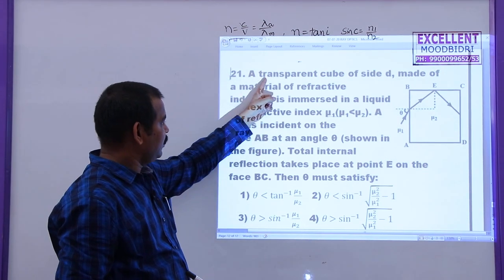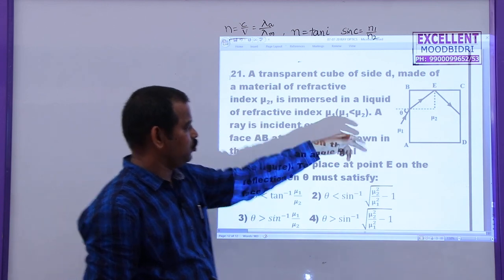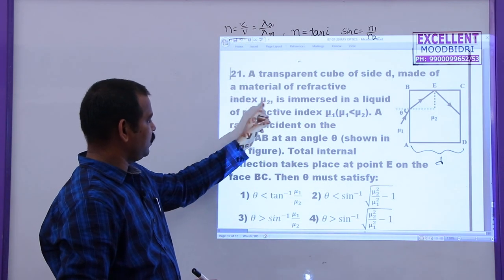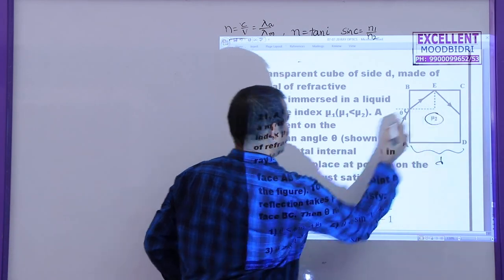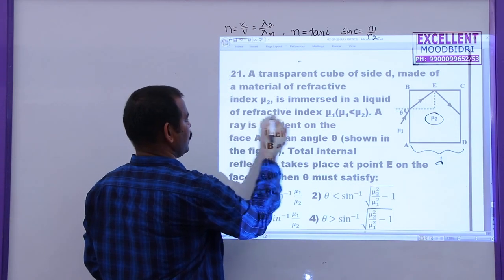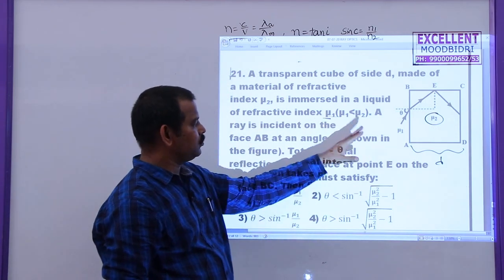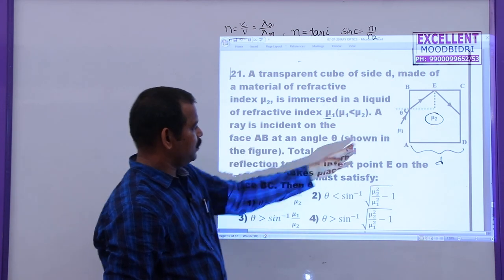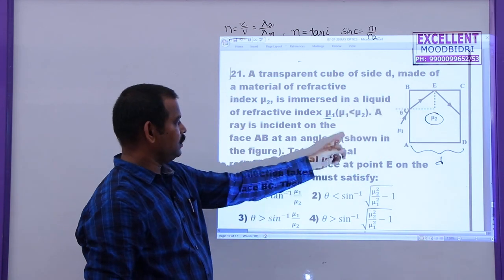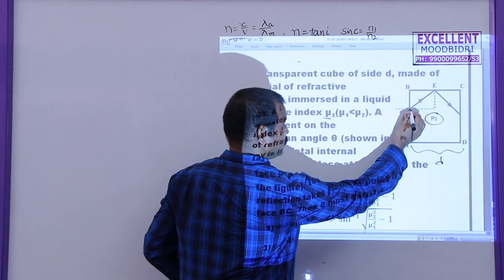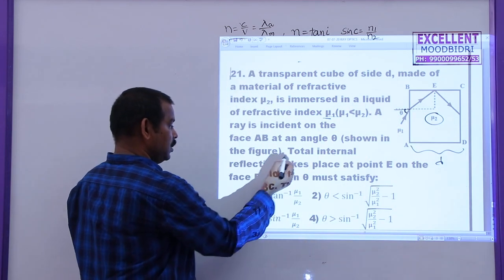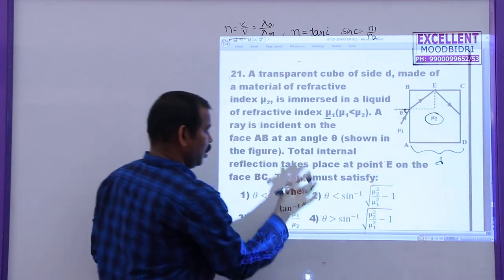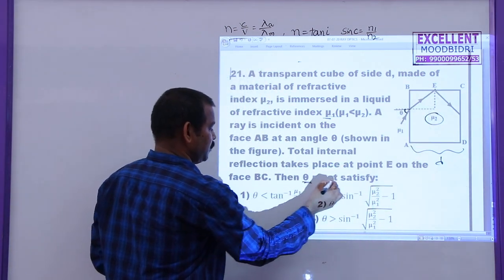Next question: a transparent cube of side D, this is a cube of side D, made of a material of refractive index mu2, is immersed in a liquid of refractive index mu1, but mu1 is less than mu2, so this is the denser medium and this is the rarer medium. A ray is incident on the face AB at an angle theta, this is the normal, and this is the angle of incidence. The total internal reflection takes place at a point E on the face BC, then theta must satisfy.